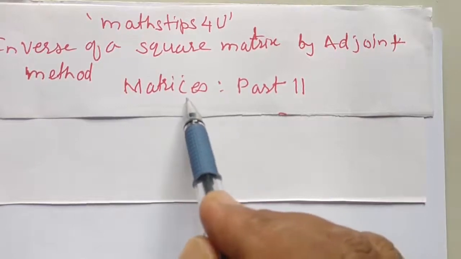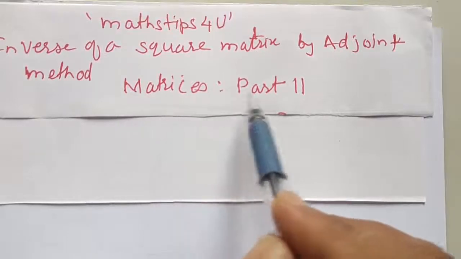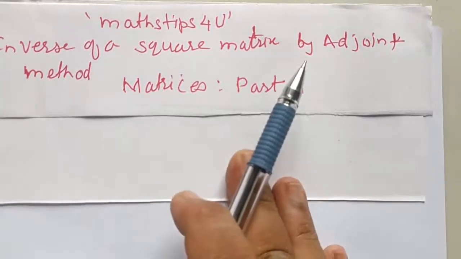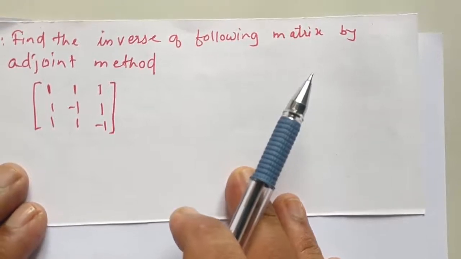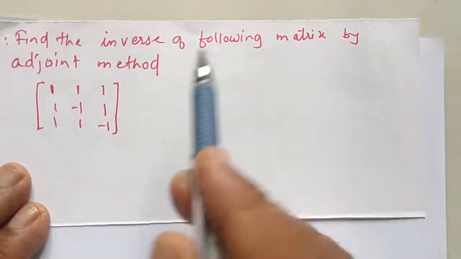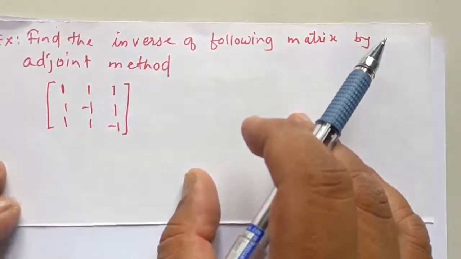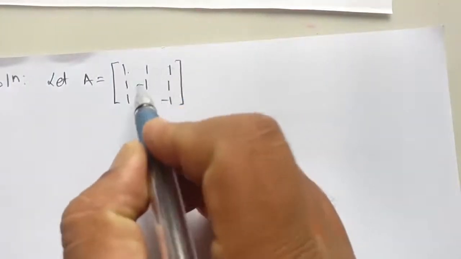So now we shall start with inverse of a square matrix by adjoint method. This is part 11 video. Now we shall take an example and illustrate with its help. Example: find the inverse of the following matrix by adjoint method. Solution. Let A be the matrix 1 1 1, 1 minus 1 1, 1 1 minus 1.